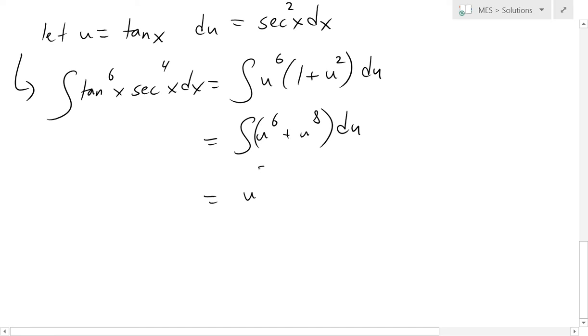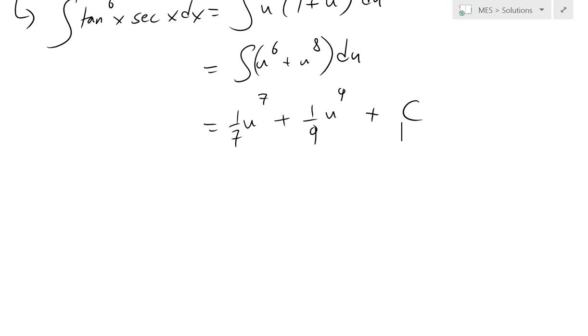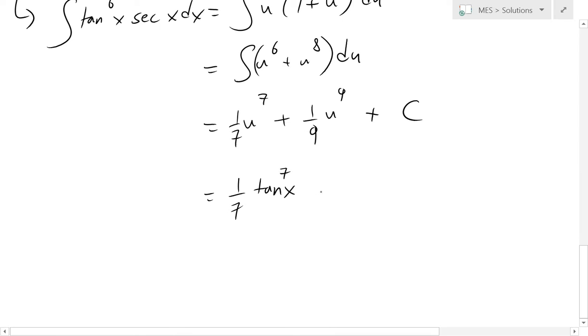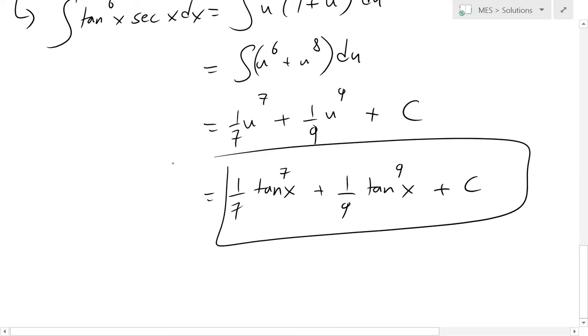Now we get to solve for the integral. This would be u to the power of 7 divided by 7 plus u to the 9 over 9. Now we always have to add a constant c, and when we plug back in our u, which is tan of x, we get 1 over 7 tan to the power of 7 plus 1 over 9 tan to the power of 9 of x plus c, and there is our final answer.